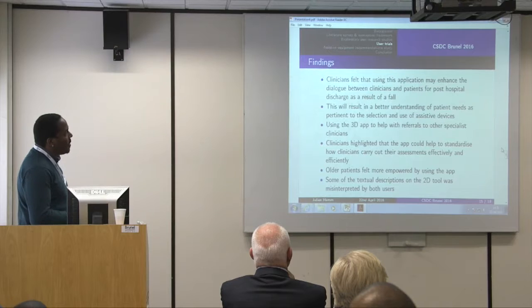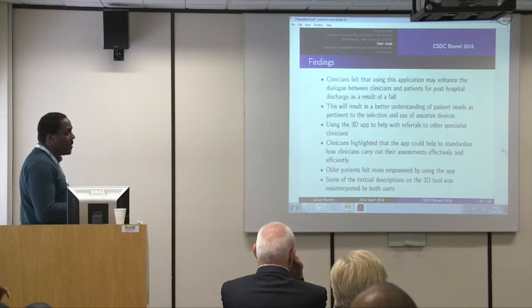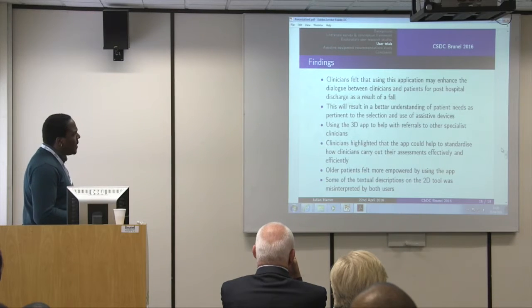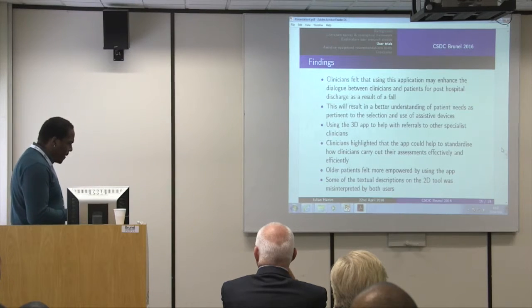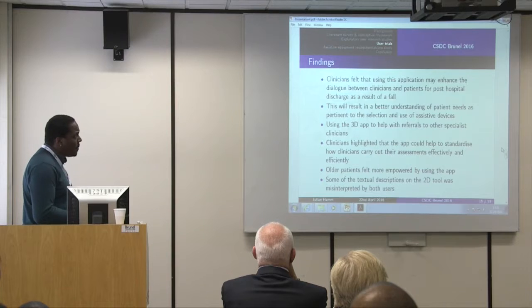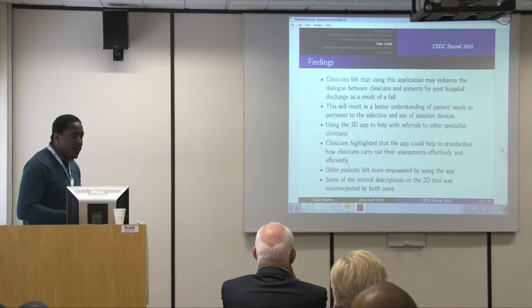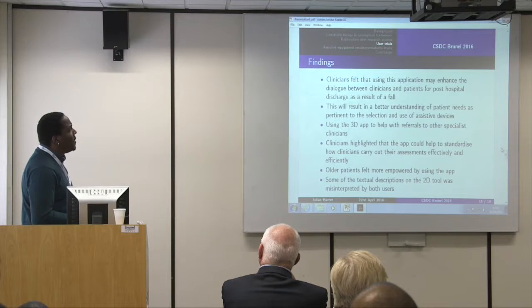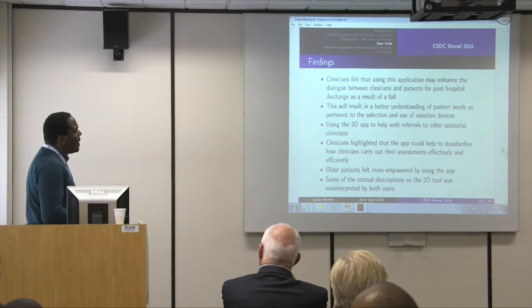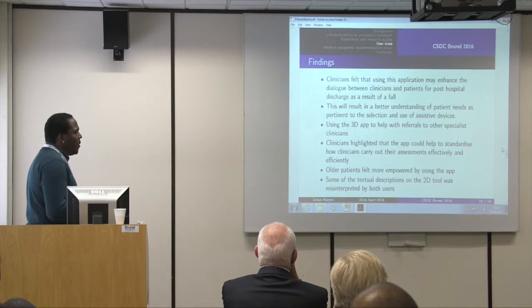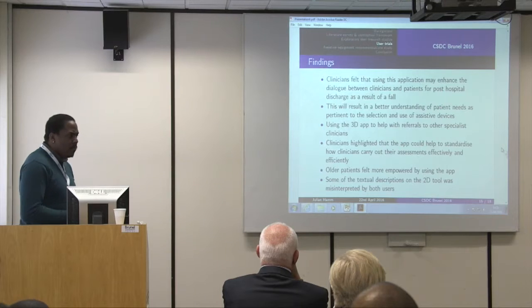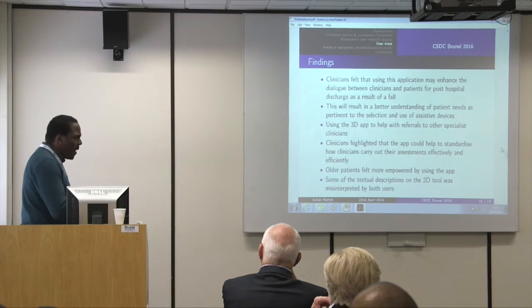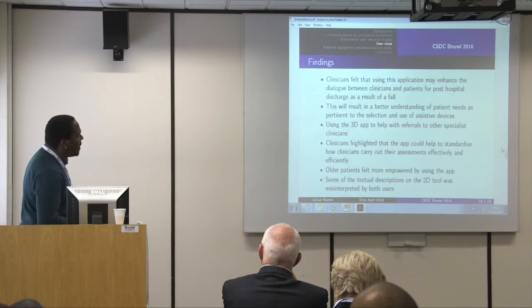So the findings from the user trial. One of the things was clinicians felt that the application could enhance the dialogue between patients and clinicians, particularly when older adults are discharged from hospital as a result of falling. This resulted in a better understanding of patient needs because they were more involved in the selection of the assistive devices. And it also helped with referrals. So if patients had just come out of a knee replacement operation, they'd be referred to a physiotherapist.